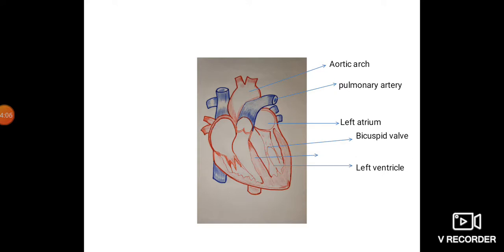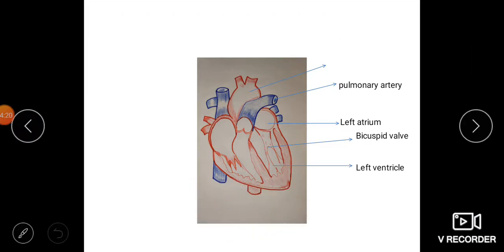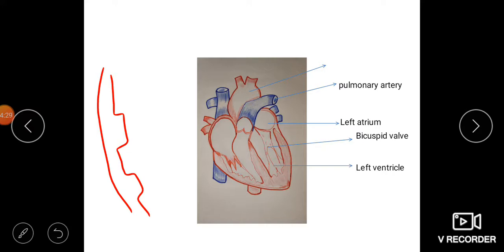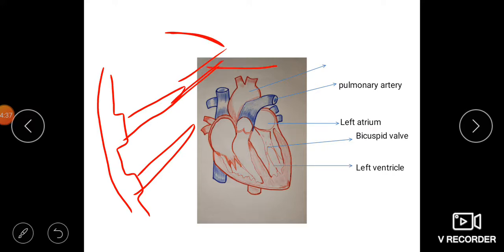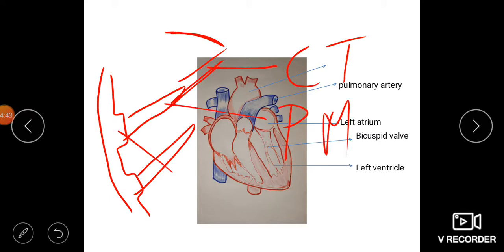A point to mention here is the ridges present in the wall of the ventricle. If you take the ventricle, the wall of the ventricle shows ridges. Those ridges are called columnae carneae. From the columnae carneae, there are papillary muscles. Papillary muscles are connected to the cuspid valves through chordae tendineae. These are chordae tendineae, these are papillary muscles, and these are the columnae carneae. These three are to be remembered.